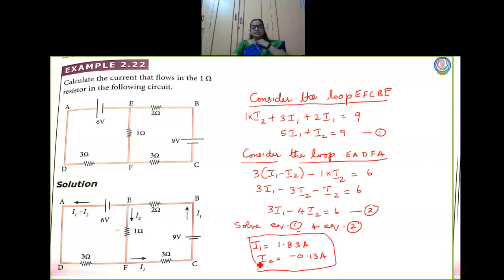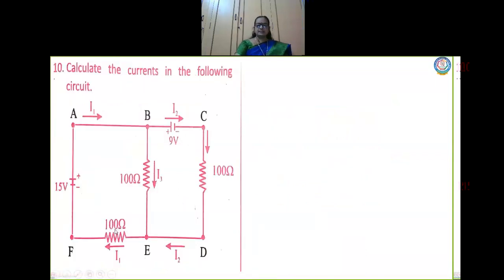Now look at the conclusion they have given last. It implies that the current in the 1 ohm resistor flows from F to E. Actually the direction assumed was I2, but the value is negative, so it should be from F to E. That is the conclusion they have given. This is the value of the current I2 which is flowing across this resistor 1 ohm. Is it clear?